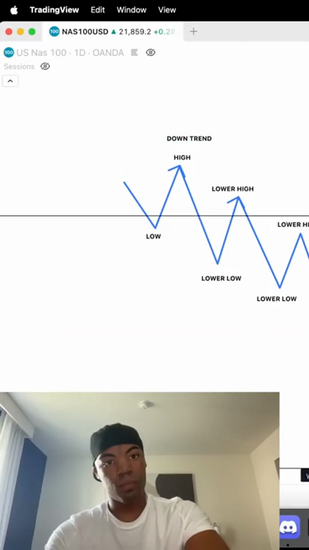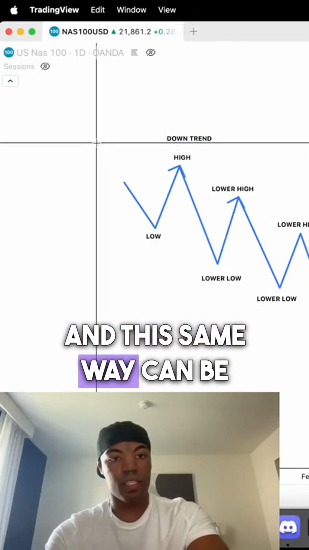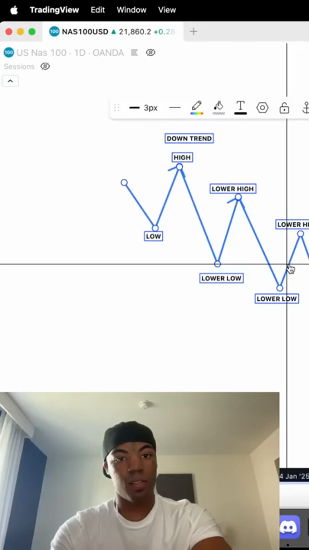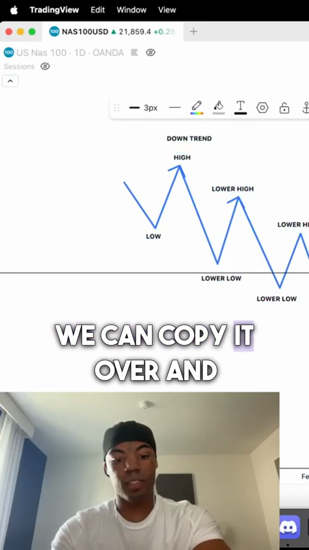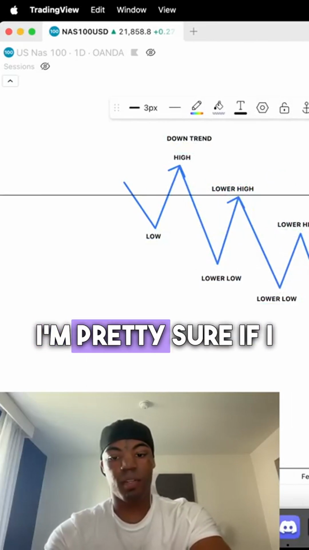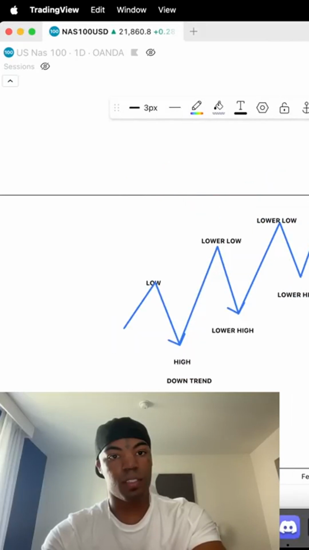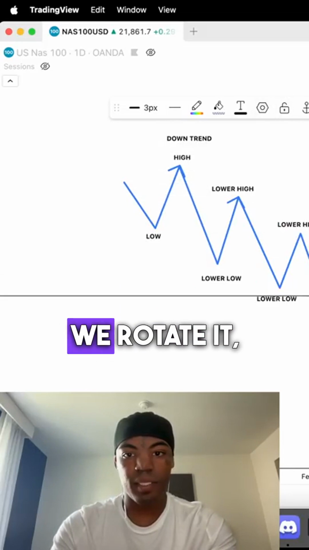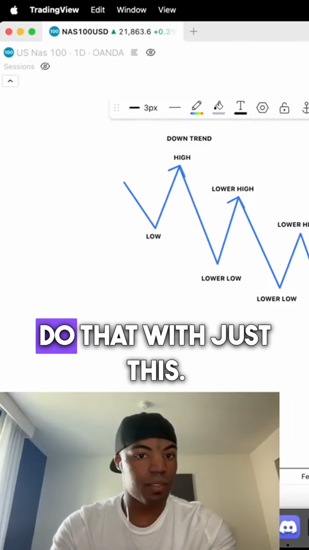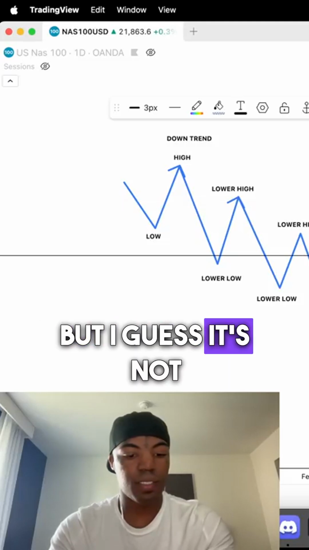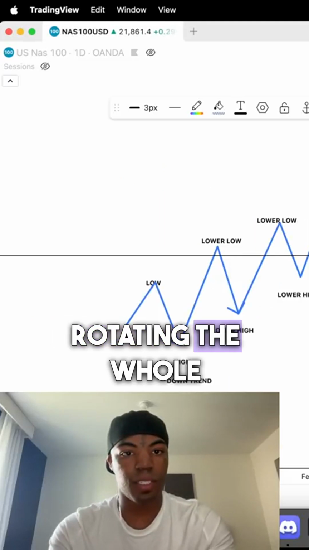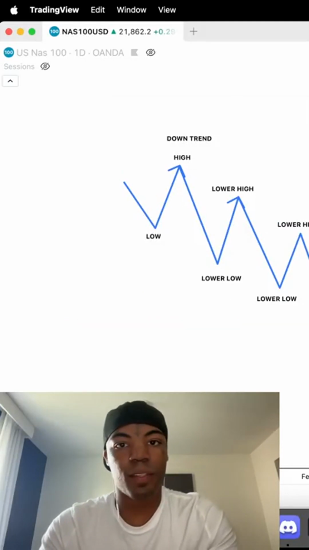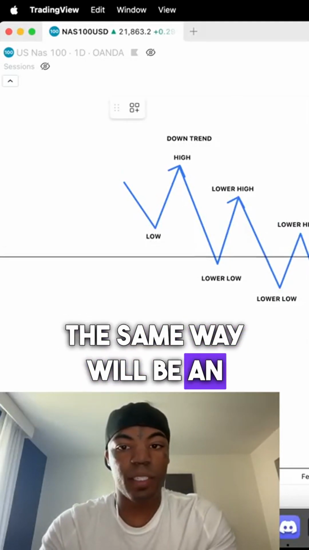Downtrends. And this same way can be used. We can copy this over and rotate it. I'm pretty sure I could do that with just this, but I guess it's not wanting to do it. I think it's just rotating the whole thing. But with this, we'll just start over. The same way will be an uptrend, right?